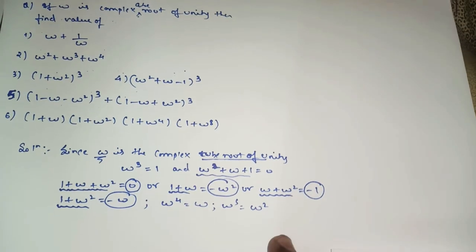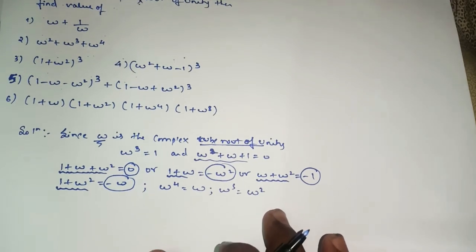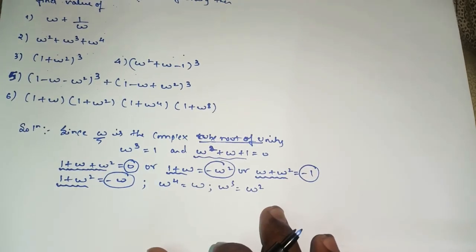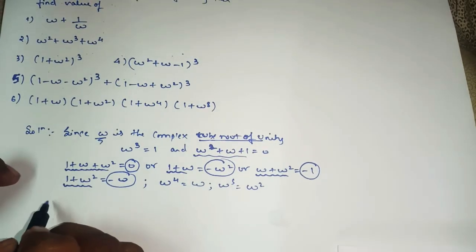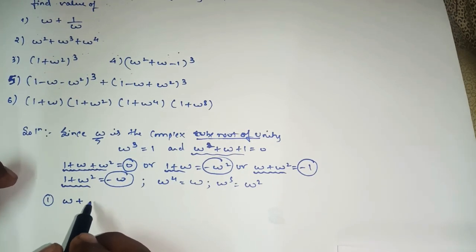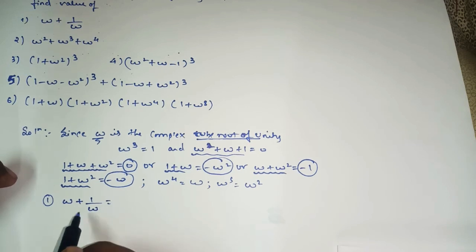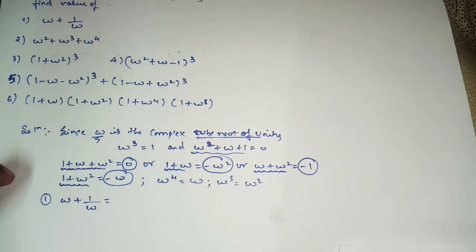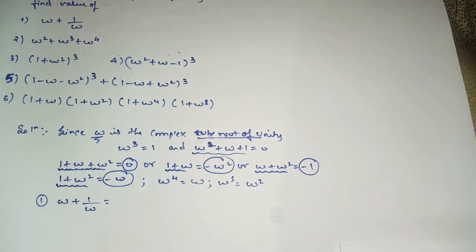Okay, so now the first one we'll see. The first one is w plus 1 upon w. Actually it is not w, again I am saying it is the symbol which we call omega. Just to avoid confusion, I am using the letter w here for this exercise.